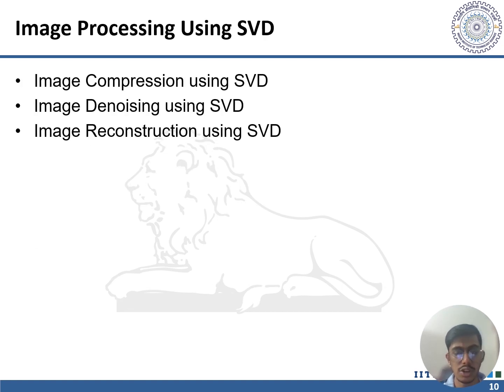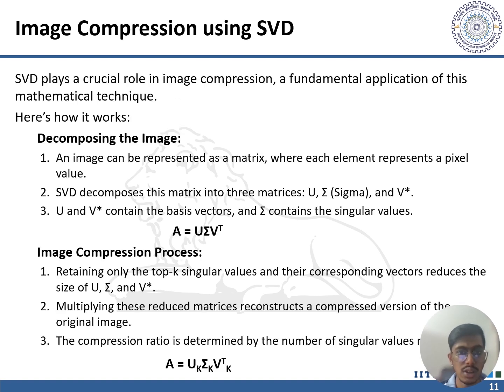So now let's move on to some industry applications of SVD. First, we'll talk about image processing using SVD. We all know that images are composed of matrices of high dimensions. SVD simply decomposes the image and retains only the top singular values, thus reducing the size of U, V, and sigma. It's also noteworthy that the compression ratio can be calculated from the number of singular values in the sigma matrix.